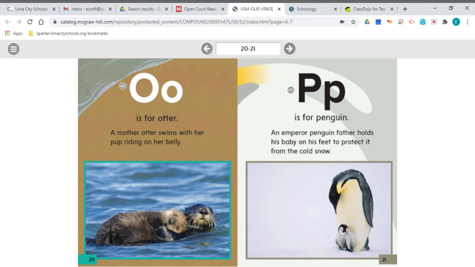O is for otter. A mother otter swims with her pup riding on her belly. P is, oh, I have to stop here because I made a prediction. I made a prediction that I thought O was going to be for octopus, and I was wrong. My prediction was not confirmed. They decided O was going to be for otter. P is for penguin. An emperor penguin father holds his baby on his feet to protect it from the cold snow.